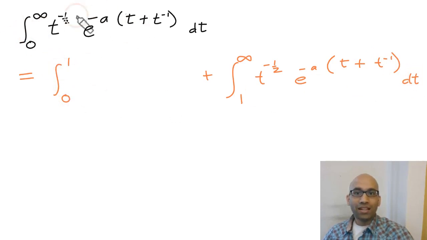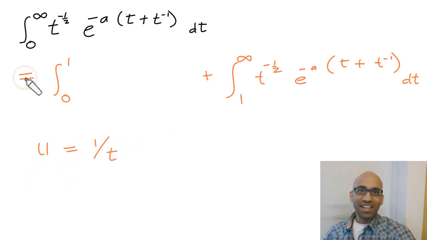Here we're going to copy down this exact same thing, but we're going to use a u substitution. We're going to substitute u is equal to 1 divided by t. I think this hint is very important. Now see if you can somehow combine this hint with this integral and simplify your expression. See you soon.